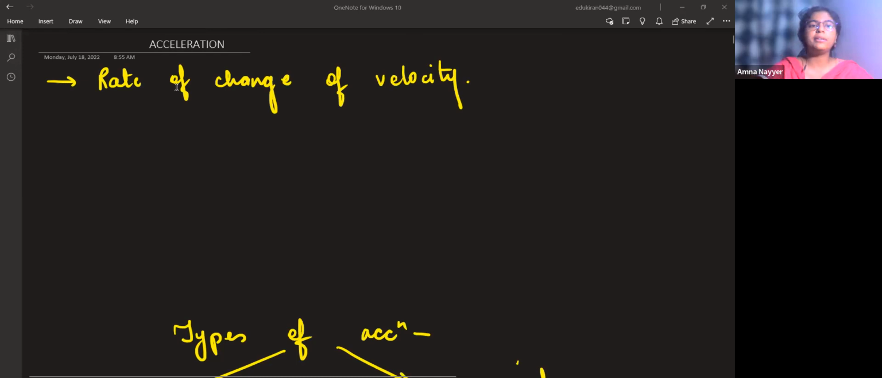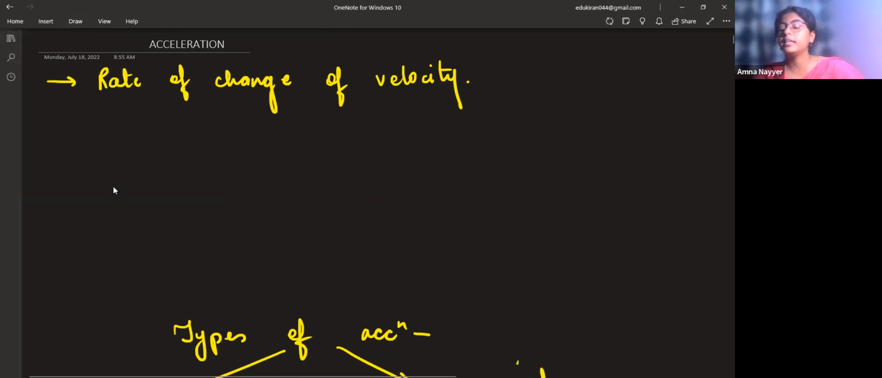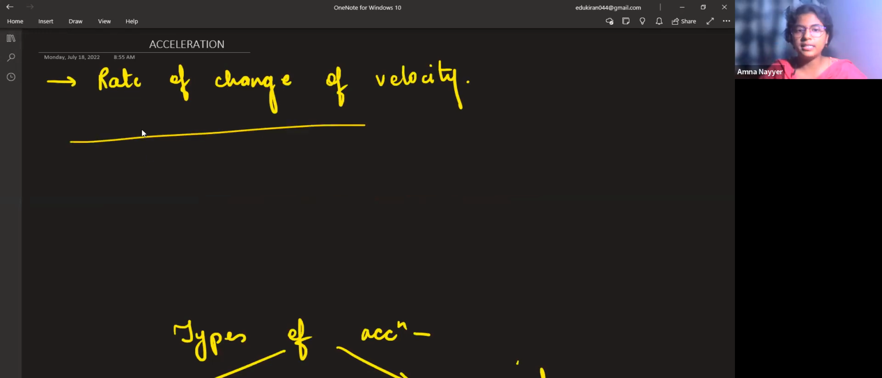Now see, the way we have been studying that, rate of change of distance is speed and rate of change of displacement is velocity. Now, if velocity changes with respect to time, let's say velocity was 5 meter per second at t equal to 1 second. You can see velocity is changing with respect to time.